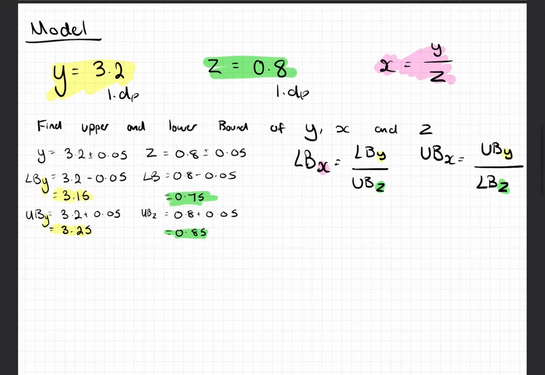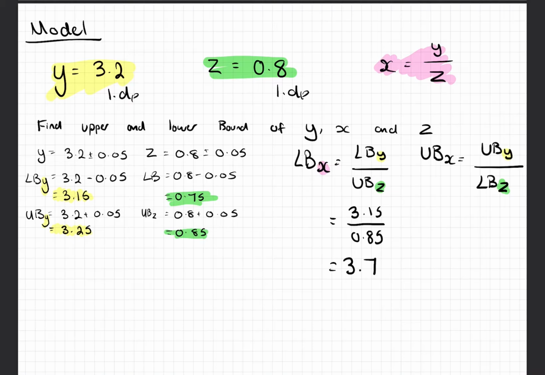So here, the lower bound of x, well, we have to take the lower bound of y, which is here, 3.15, divided by the upper bound of z, which is here, 0.85. That's going to give us a value of 3.15 divided by 0.85. To one decimal place, 3.7.